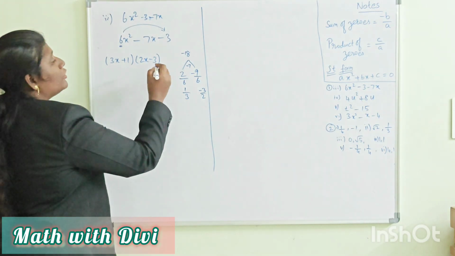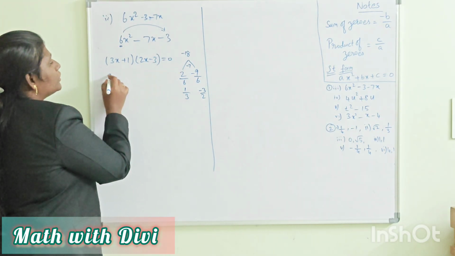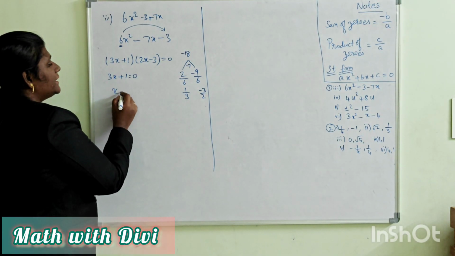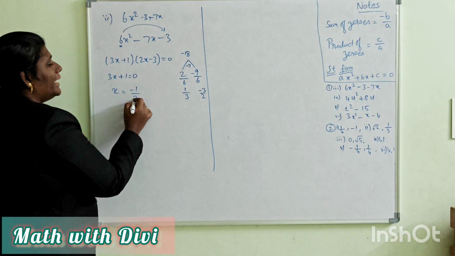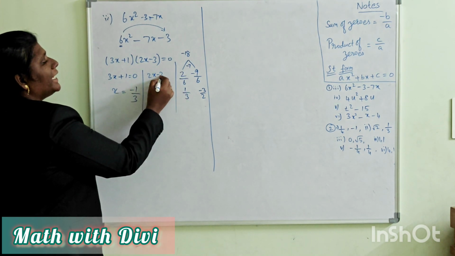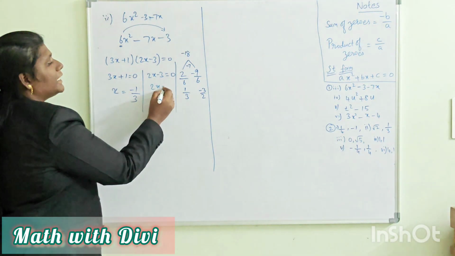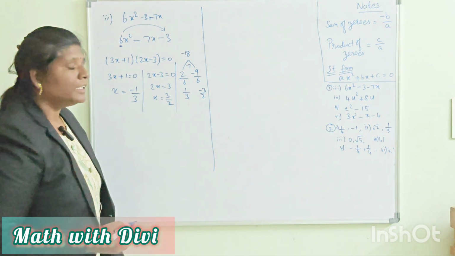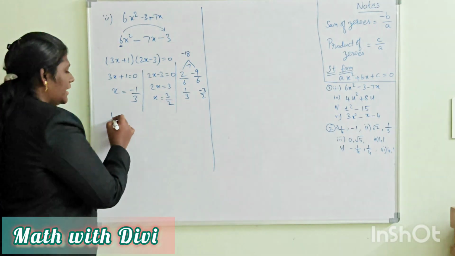Okay, so we have to find the zeros, equal to 0. So 3x plus 1 is equal to 0. So x is equal to minus 1 by 3. Similarly, 2x minus 3 equal to 0. 2x is equal to 3. x is equal to 3 by 2. Right? So this is how we have to do the verification.